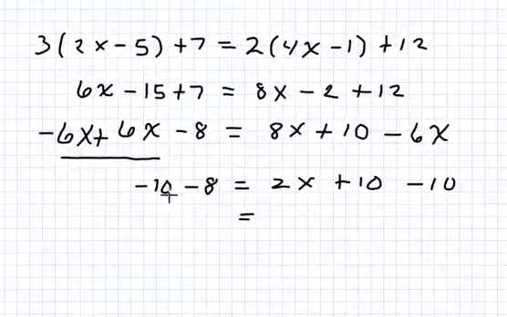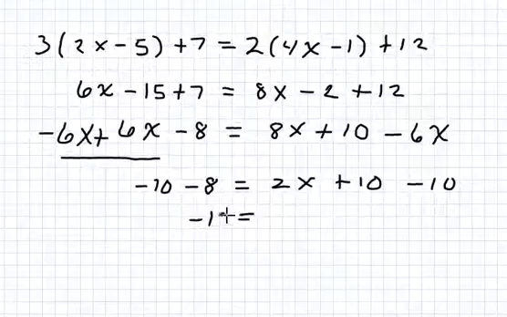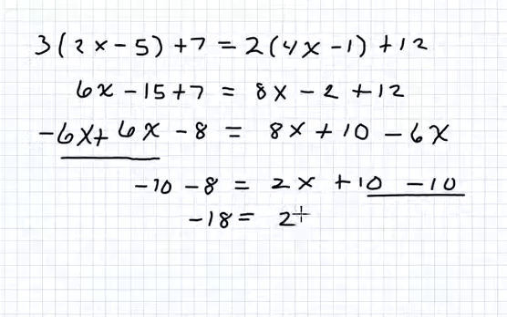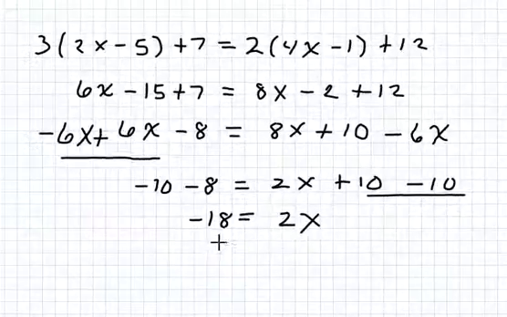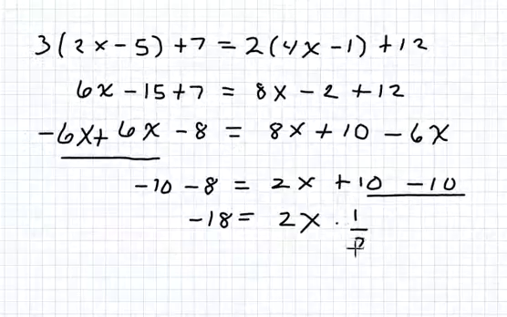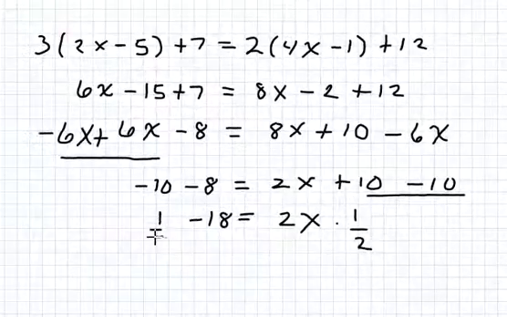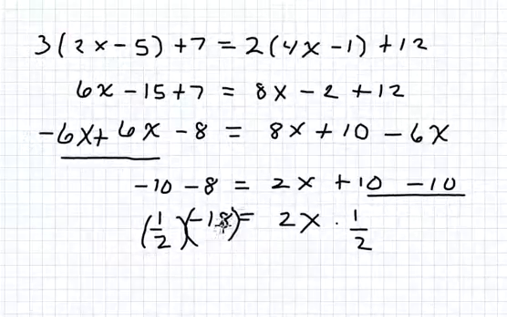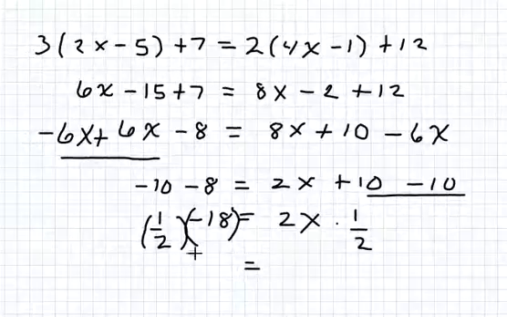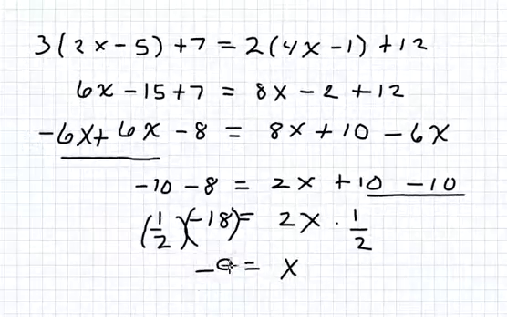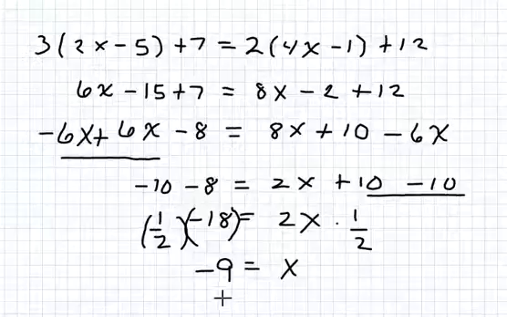So now we're left with, over here on this side, negative 18. And of course those are going to go away. So we have 2x is equal to negative 18. I want to multiply both sides by 1 over 2. And I like to put my negatives in parentheses. There was no reason to put that in parentheses, but I did it anyway. So 2 times a half is 1, so we're left with x is equal to negative 9. So that's going to be our solution.